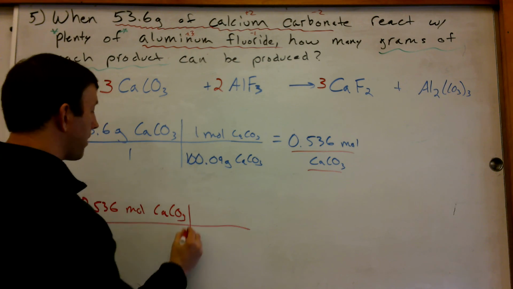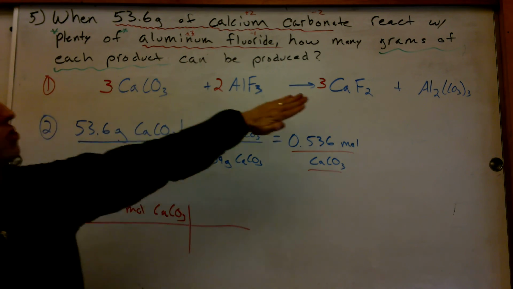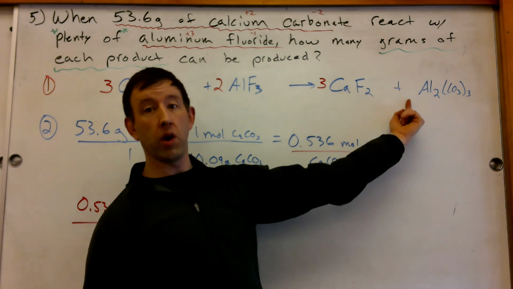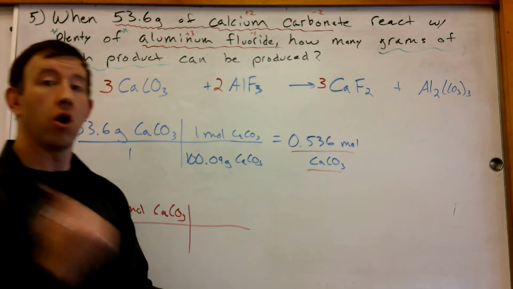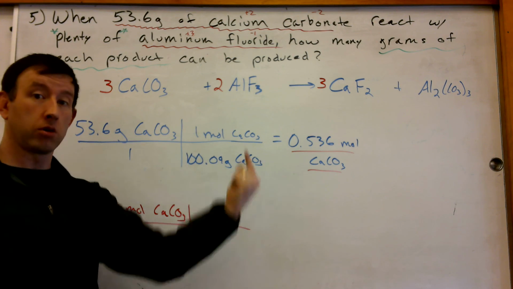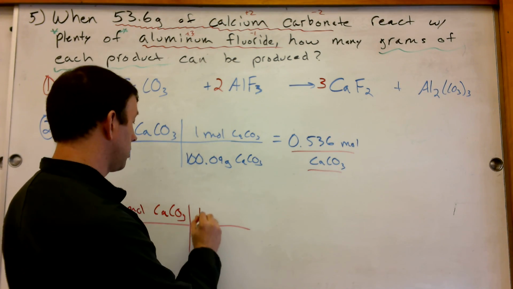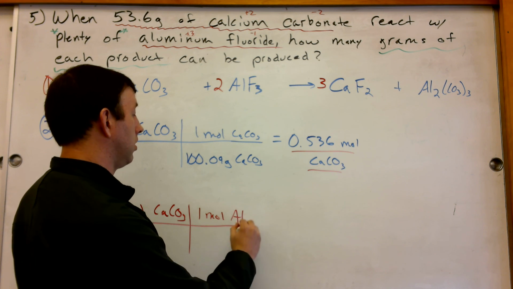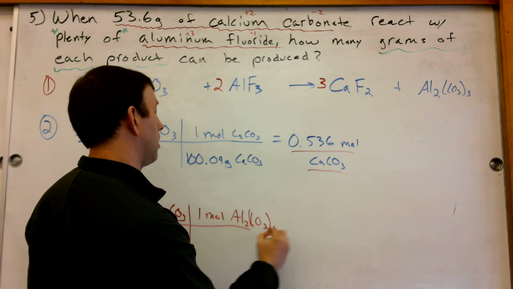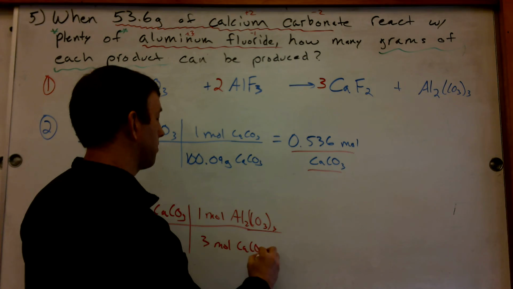And I need to multiply by the mole ratio, right? So this time, I'm comparing calcium carbonate to aluminum carbonate. Now notice this time I have a 3-to-1 ratio. So in this ratio, which one goes on top? Whatever we're converting to goes on top. So we'll convert to aluminum carbonate, so it's 1 mole aluminum carbonate on top to 3 moles calcium carbonate.